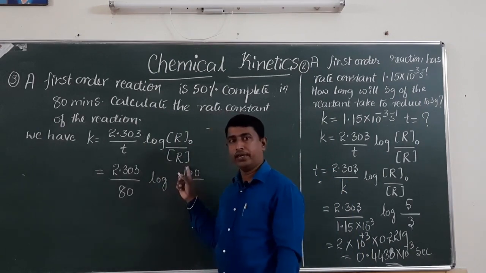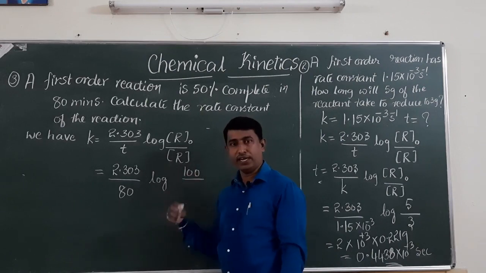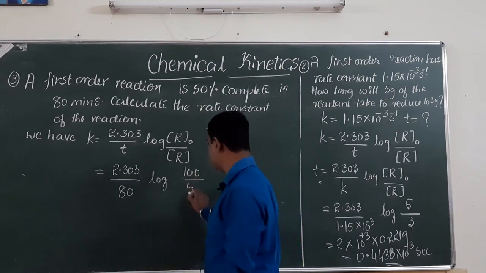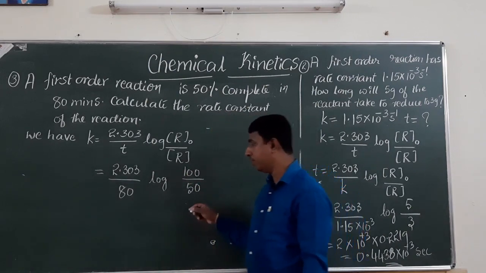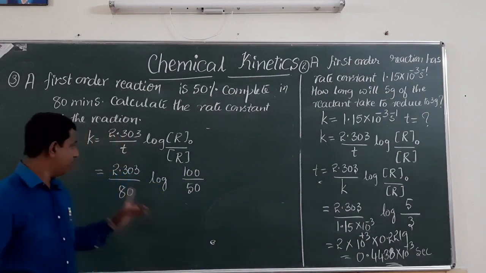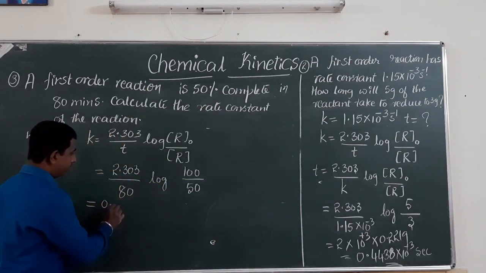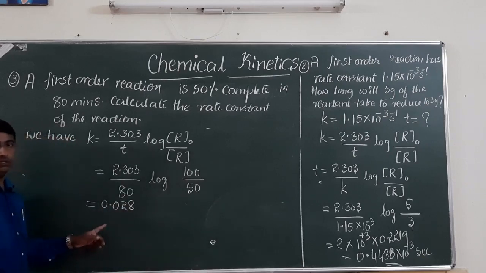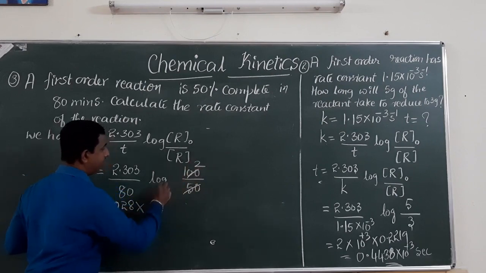50% complete. What you have to write? We have to write the remaining amount. So out of 100, 50 has been completed. So remaining amount is 50%, correct? So it is 100 by 50, or it is 2.303 divided by 80. This is 0.028 into log 2.